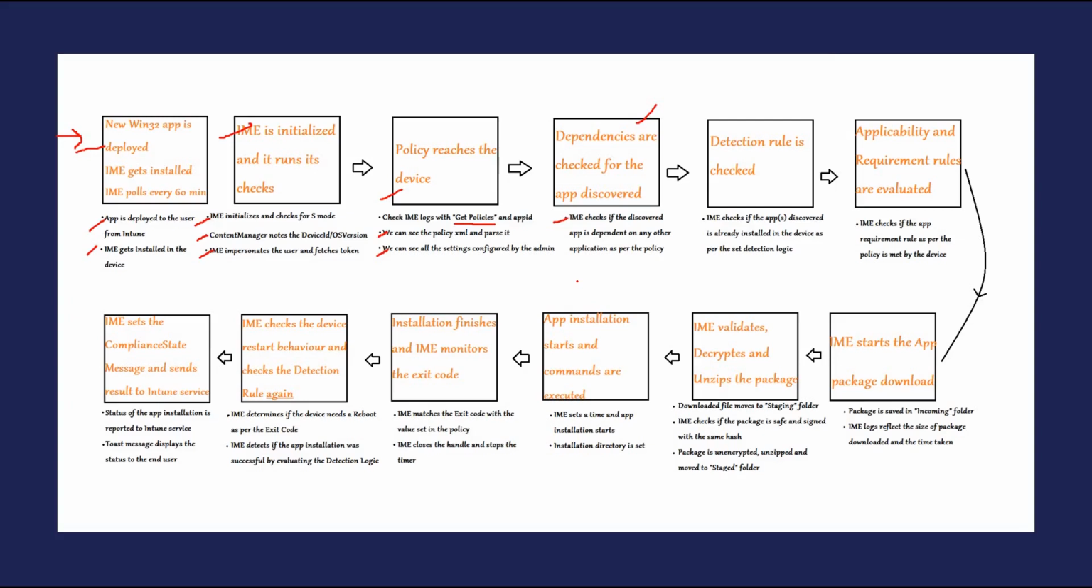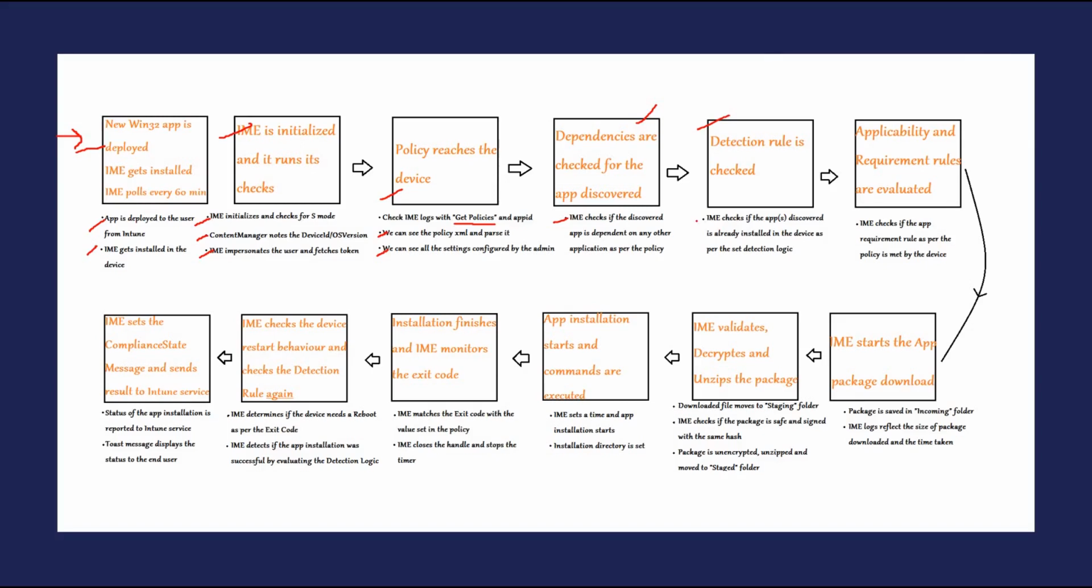And if it is dependent on any other application, like in this case VLC media player is dependent on Skype, then it is going to make use of the detection rule and see whether Skype is already installed or not. If it is not installed, then well, the processing will happen. If it is already installed, then the detection rule will say that okay, Skype is already installed, we can go ahead with the installation of VLC media player.